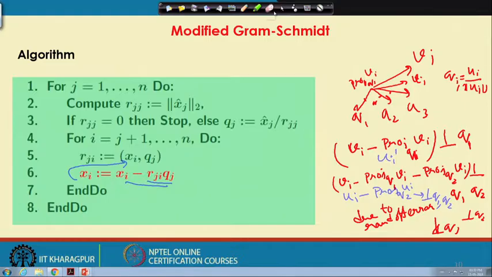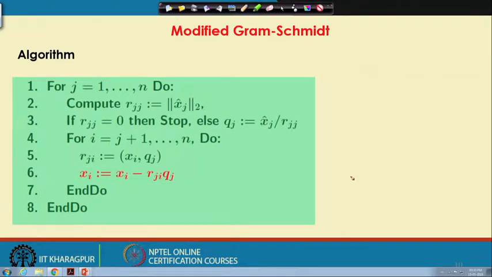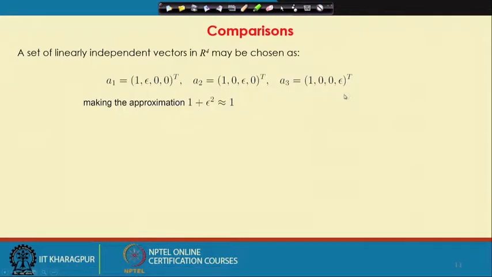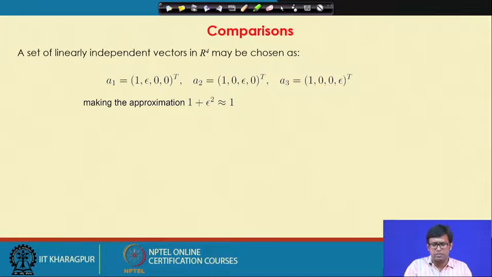Now, let us see an example. We are considering a set of linearly independent vectors in R4, and we are taking 3 vectors: 1 epsilon 0 0, 1 0 epsilon 0, and 1 0 0 epsilon. Epsilon is a small number, and epsilon is very small, say for example 10 to the power minus 6. So epsilon square is 10 to the power minus 12, which is further small, and we make the approximation that 1 plus epsilon square is 1.